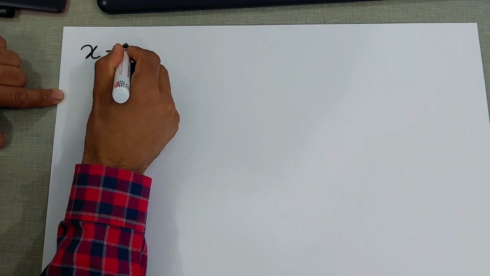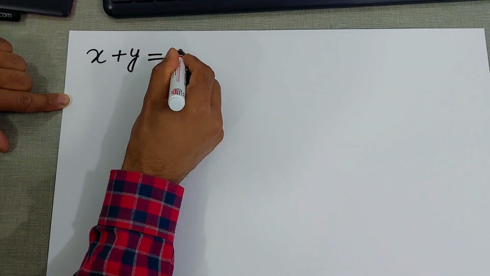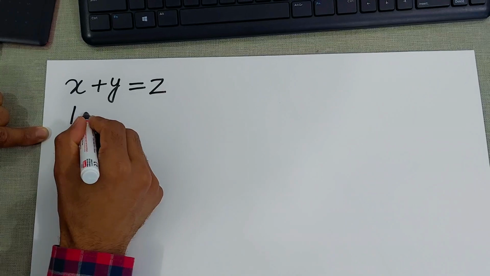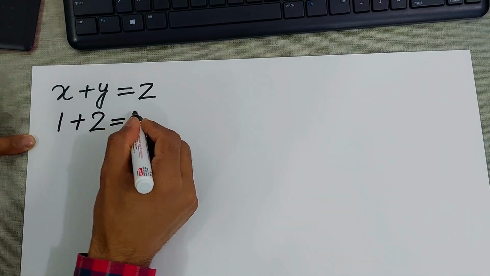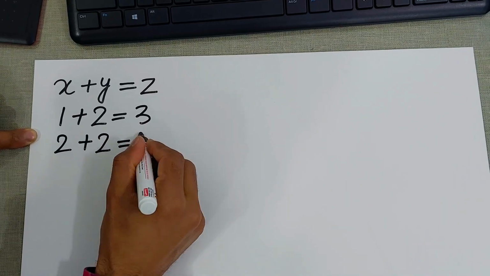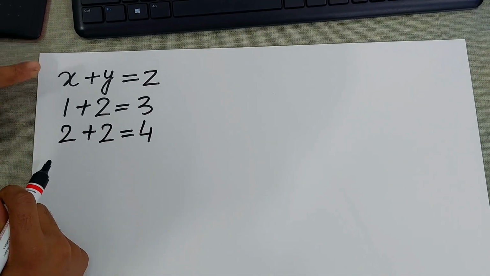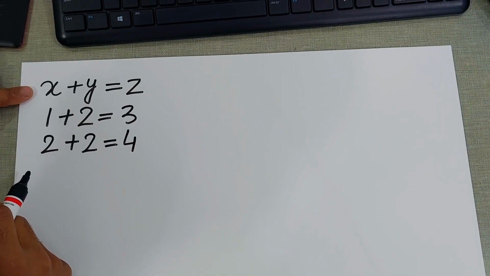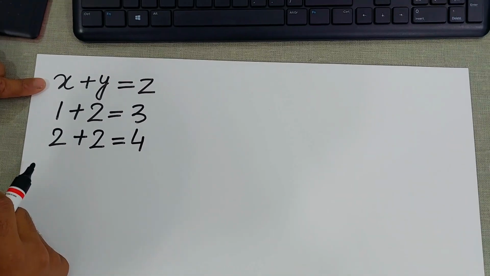So let's do it. If I write an equation x plus y is equal to z, can you give me some solutions for this? Obviously, 1 plus 2 is equal to 3, or 2 plus 2 is equal to 4. In fact, there are infinitely many solutions to this equation x plus y is equal to z. Let's make it a little complicated.